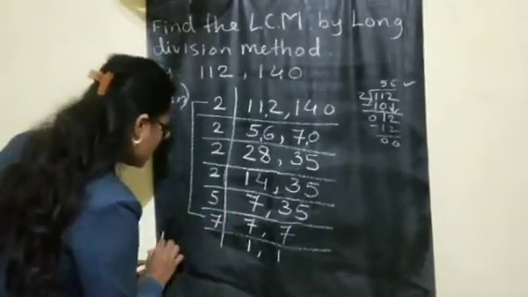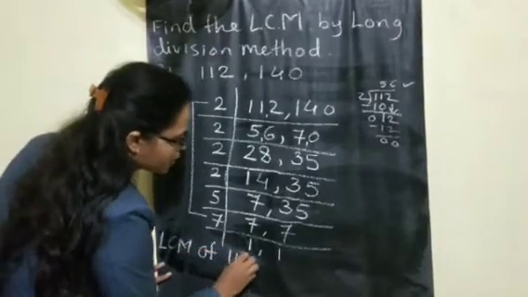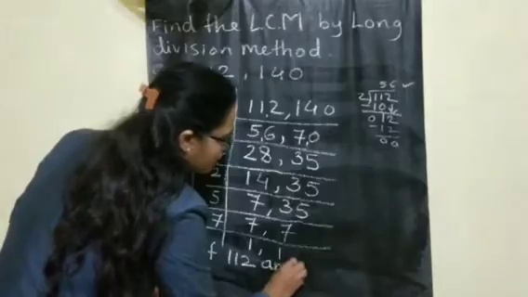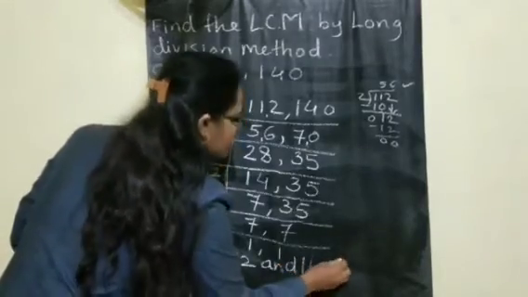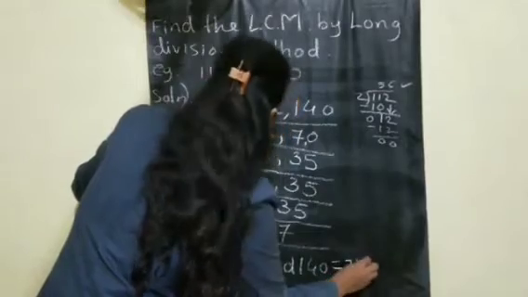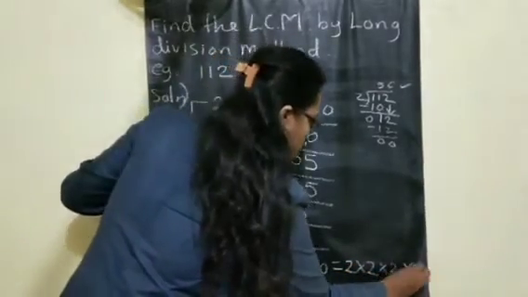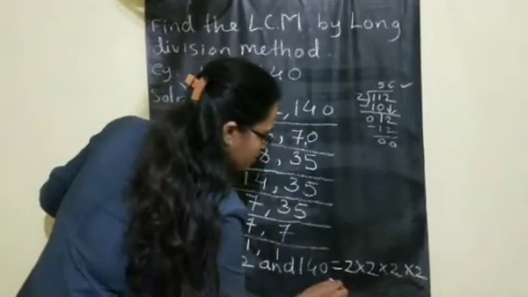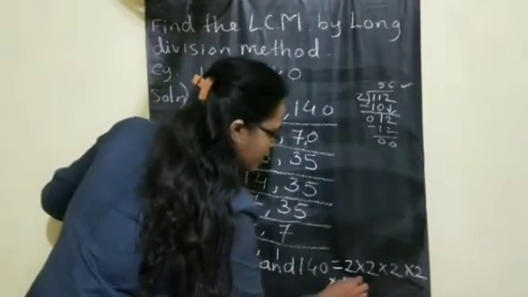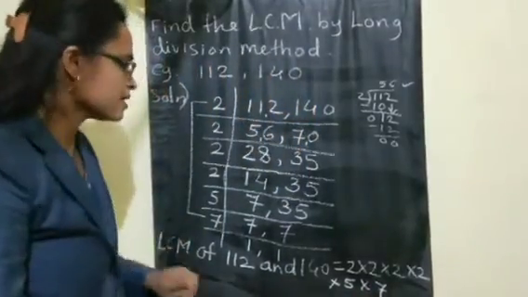So LCM of 112 and 140 is equal to the product of 2, 2, 2, 2, 5 and 7. Okay. So let us try to get the answer now.